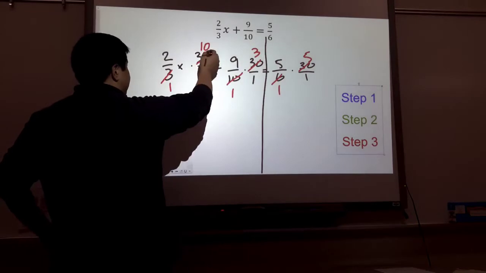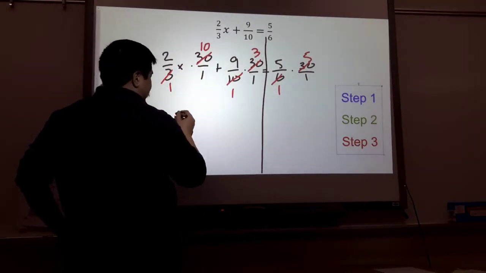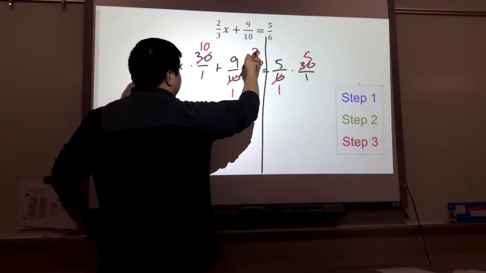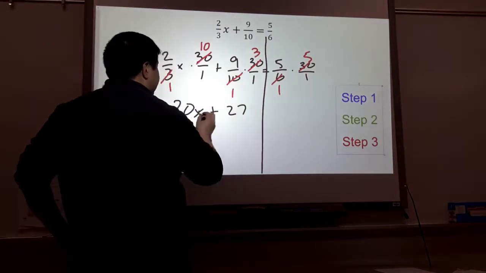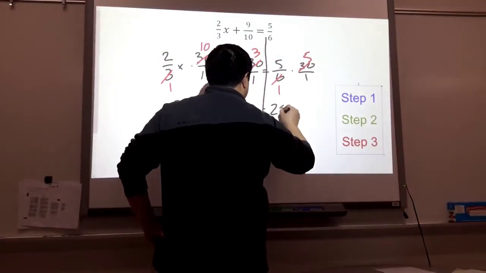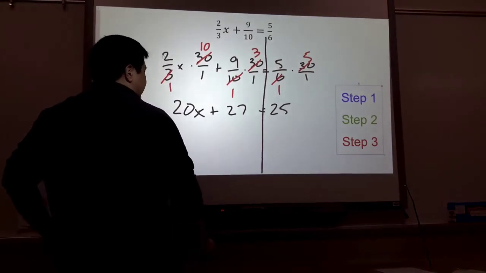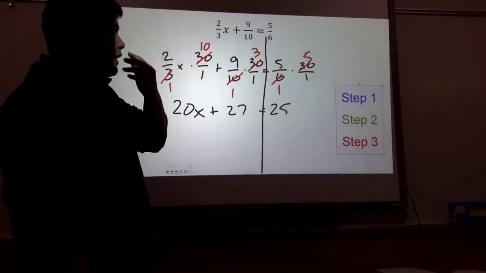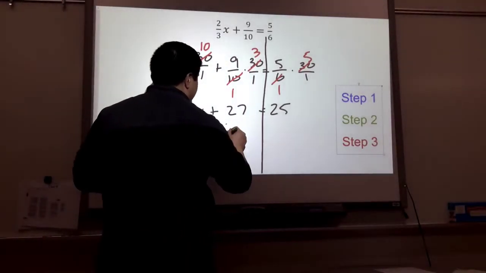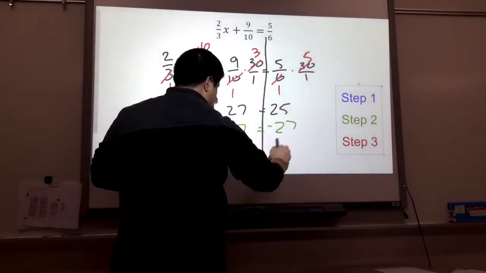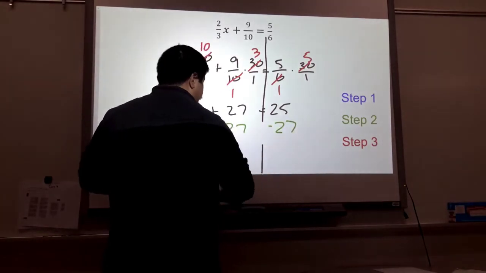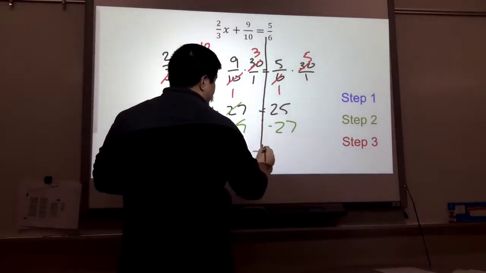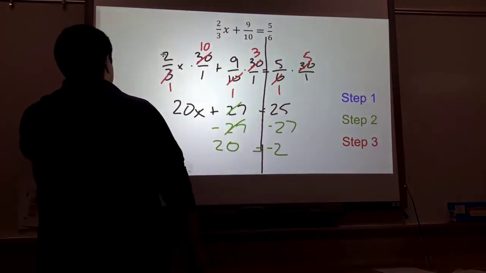So what we have is 2 times 10x, so we get 20x, plus 9 times 3, which is 27, equals 5 times 5, which is 25. From here, we have done step 1. We didn't need to do any step 1s because it's already simplified. So we subtract 27 from both sides, which gets us, once these cancel out, 20x equals negative 2. We're done with step 2.